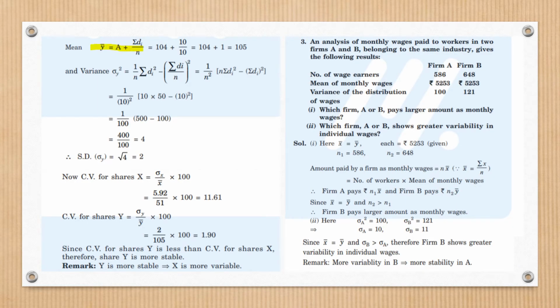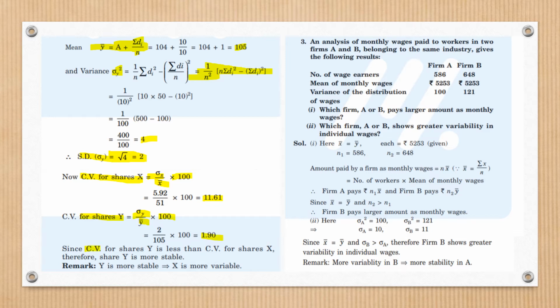Therefore mean y bar is a plus summation di upon n, which is 105, and the variance is sigma y square, and you can use this formula directly here. So it will become 4, and standard deviation is root 4, that is 2. Now since the means are not the same, I'll use the formula for coefficient of variation. For share x, that is sigma x upon x bar into 100. This is the formula, and 11.61 is the CV. Similarly for share y, it is sigma y upon y bar into 100, which is 1.90.